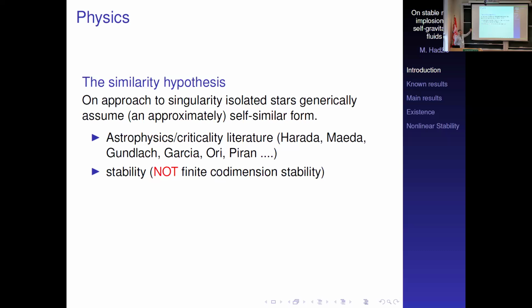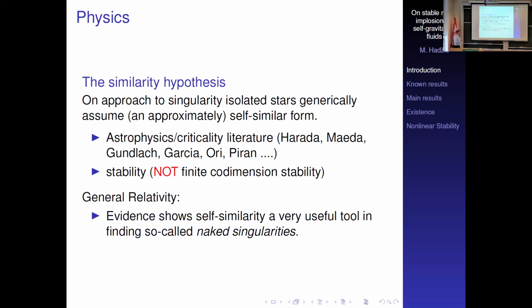One way to interpret the word generically is to talk about stability. So this literature also insists on this type of model behavior, at least in radial symmetry, being stable. And the emphasis is on stable rather than finite codimension stable. Okay, so that's another kind of motivator for this discussion today.